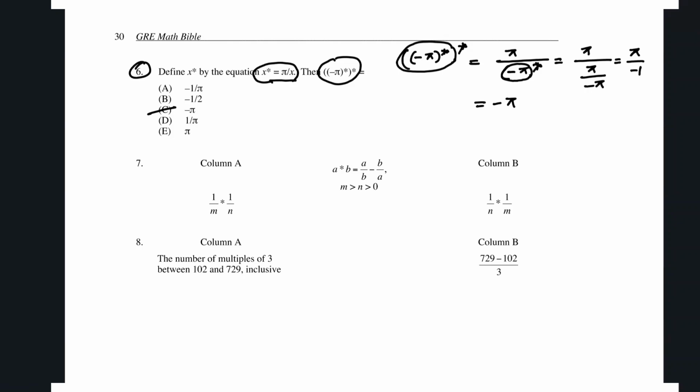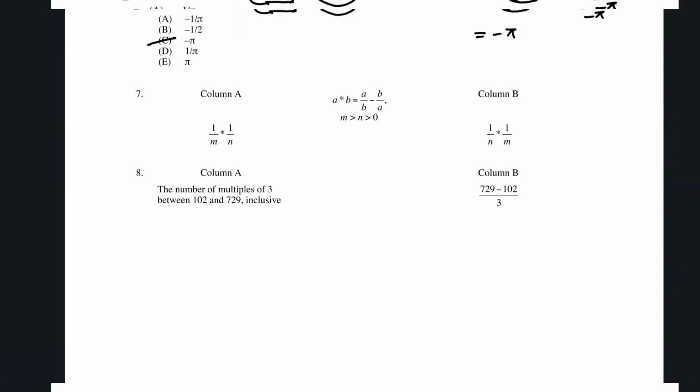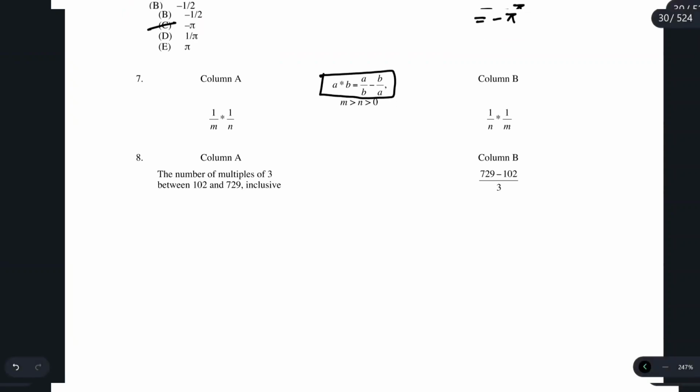Now let's move to question 7. We are given that A star B star is an operator such that A star B can be written as A by B minus B by A.